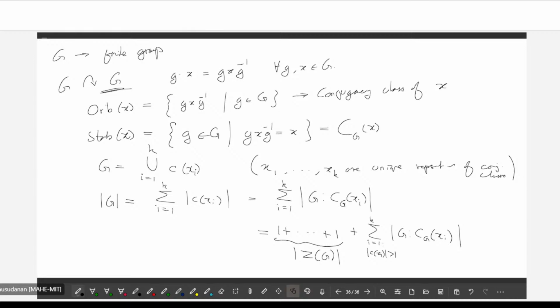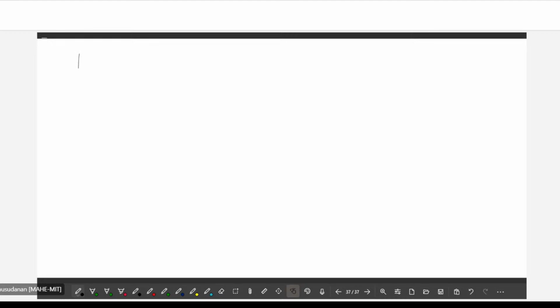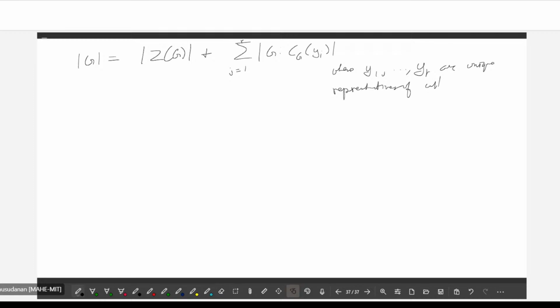Okay, so I'll summarize this in the next line. The order of G is equal to the order of the center plus the sum over j equals 1 to r, where y1 to yr are unique representatives of all non-singleton conjugacy classes of elements of G. You take only the non-singleton conjugacy classes and take only their representatives.